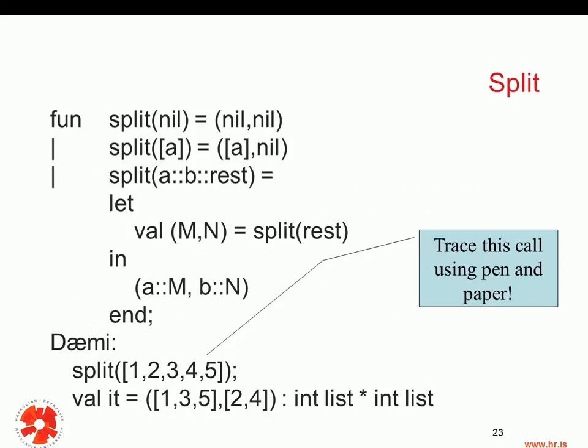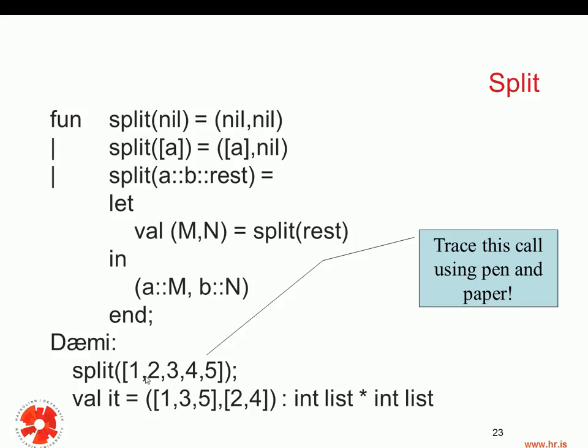So, how does it look? Our split function, if it takes nil as a parameter. So that's our first case. This is pattern matching once again. Then we return a pair of lists where the first element of the pair contains nil, the empty list, and the second contains the empty list as well. The second base case is when we have a single list that only contains one element. Then we return that list as the first element of our pair and then the empty list as the second element of the pair.